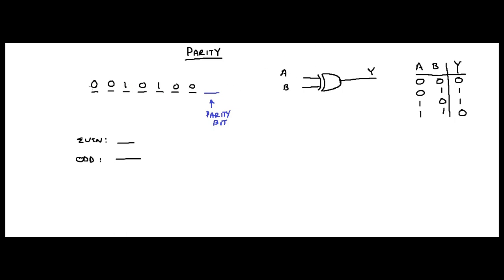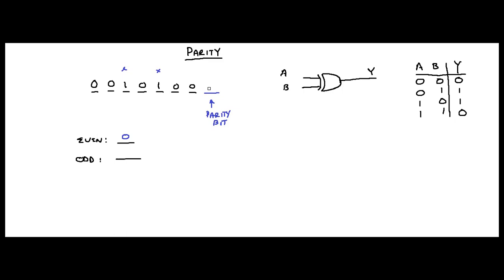So how many ones do we have in this 7-bit string? 7 bits of data here. We have a 1 here and we have a 1 here. So we have 2 ones, right? So if this is going to be even parity, we just put a 0 here because we already have an even number of ones, right? 2 of them.